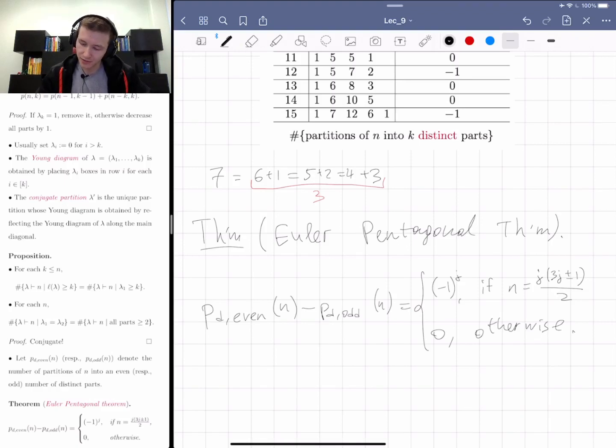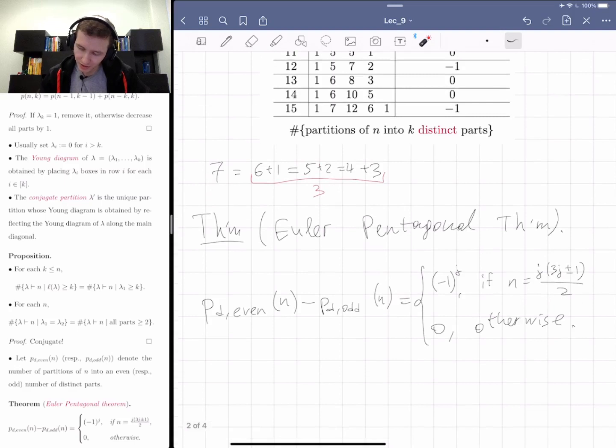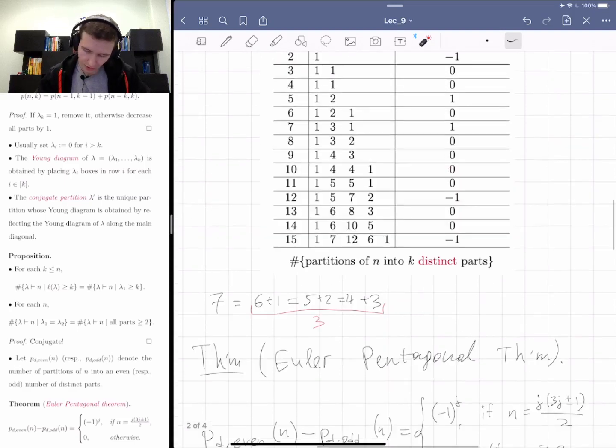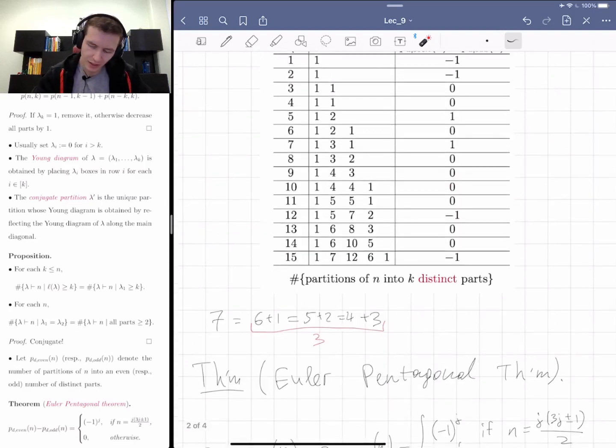So that's kind of okay. So why is it called the pentagonal? Yeah, should I try an example? Maybe. Okay, so what is j supposed to be? J and n. So if j is equal to 1, then it's 1 times (3 ± 1).